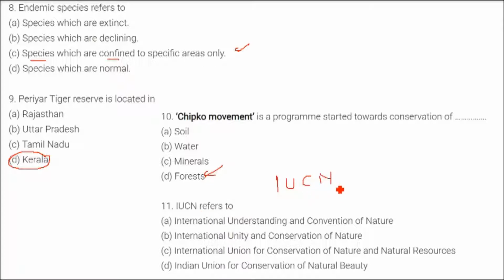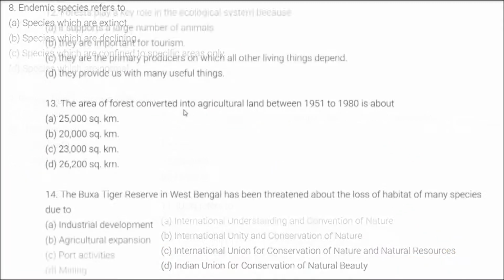IUCN. This refers to what? And the answer is International Union of Conservation of Nature and Natural Resources. You'll be tempted to answer it like the other options, but actually it's International Union of Conservation of Nature and Natural Resources.